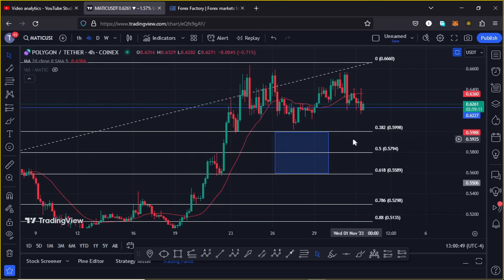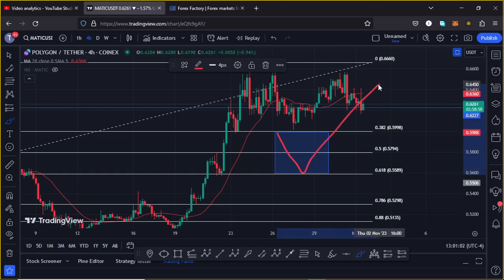And that is my pullback target area, an area within which we can get a low in place, and then this area should also continue acting as support to give us a reversal to the upper side, breaking above resistance once more, then continue gearing up and get above the $0.7 mark.